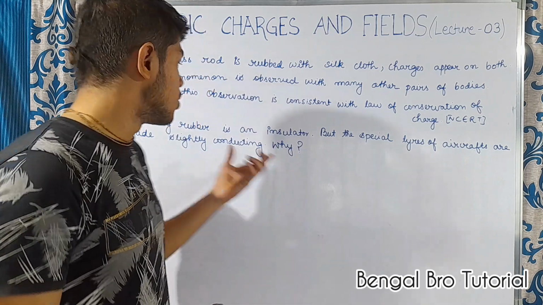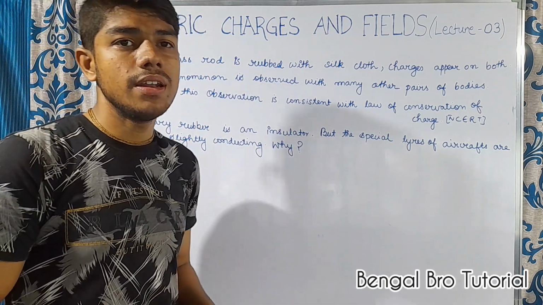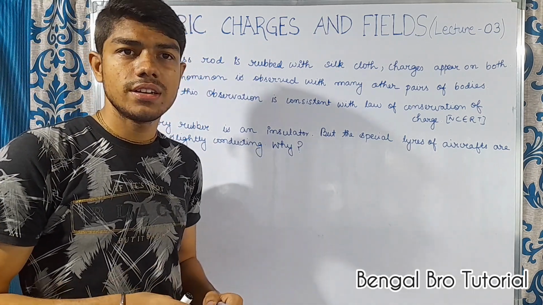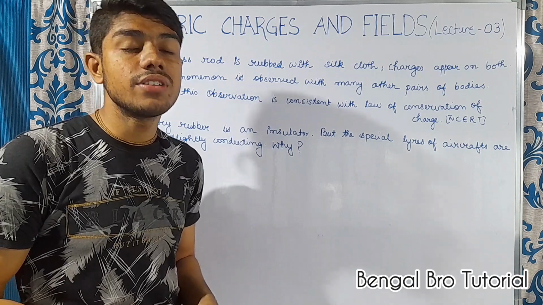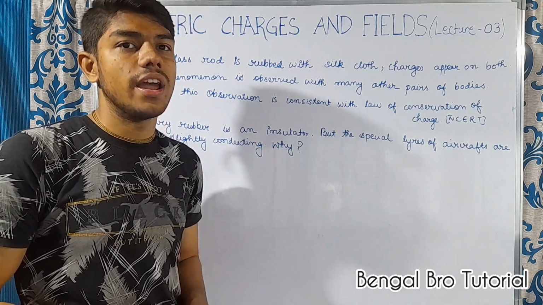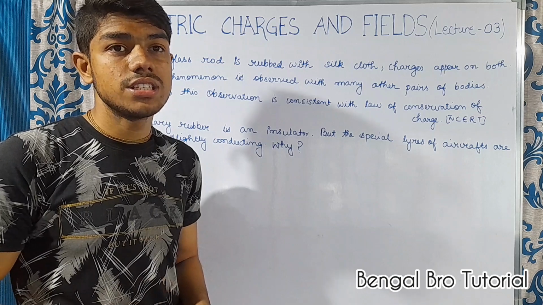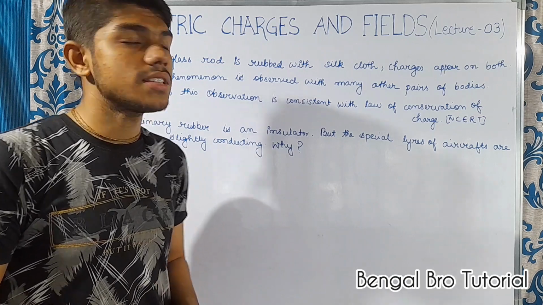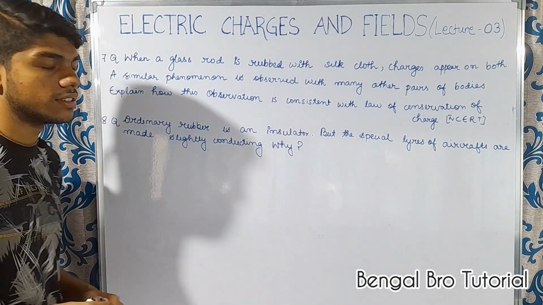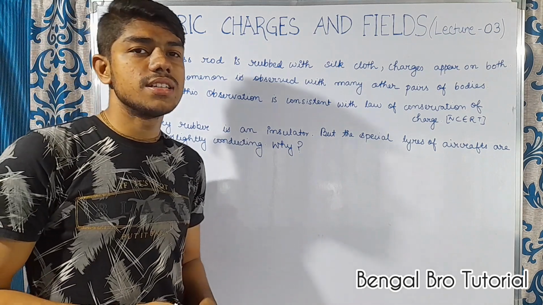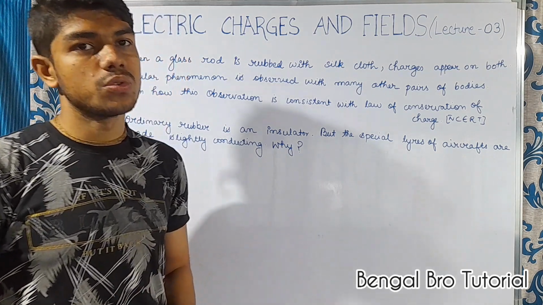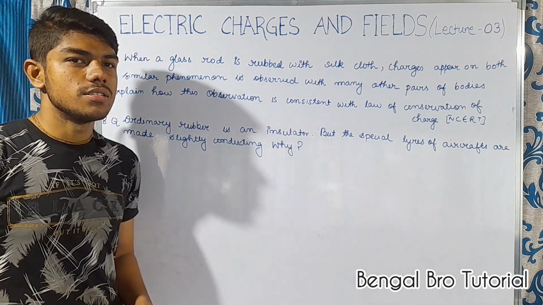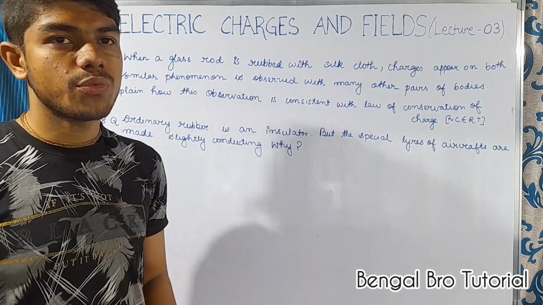If they are made up of ordinary rubber, then what will happen? The charges will get accumulated and which can result in electrical spark and then cause fire. And that will be very dangerous. That's why the tires have to be made slightly conducting so that the charges can easily flow to the ground. So let's move to the next set of questions.